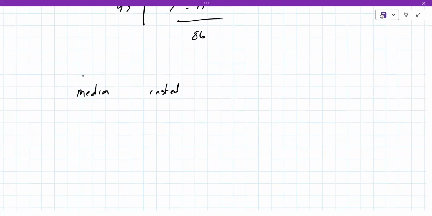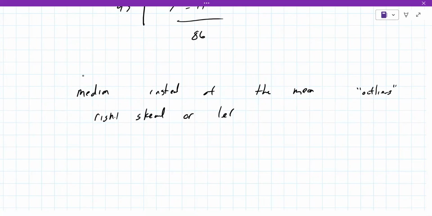Okay, so when do you use the median instead of the mean? You mentioned this a few times already, and I said don't worry about those for right now. It's when you have outliers. If your data is right skewed or left skewed, you will use the median. Is that okay? Clear? Yep.